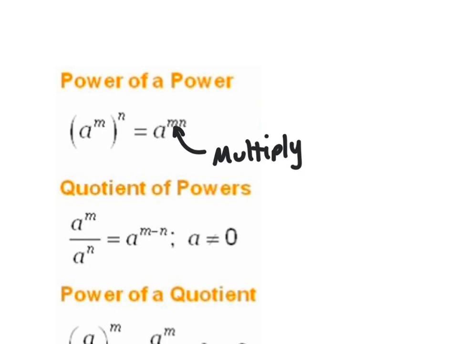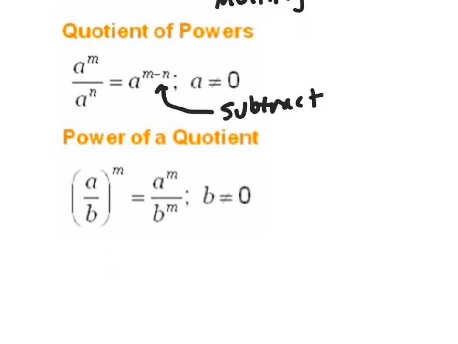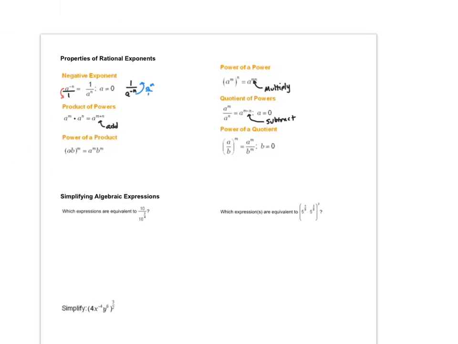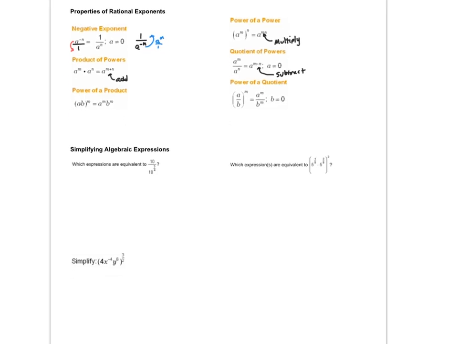When you have a quotient of powers, okay, if you have two numbers both raised to an exponent and you're dividing them, okay, then you are going to subtract, all right? And then if you have a power of a quotient, say a fraction raised to a power, then you take the numerator raised to that power and then your denominator also raised to that power, okay? So we're going to use these properties when we're simplifying these algebraic expressions.